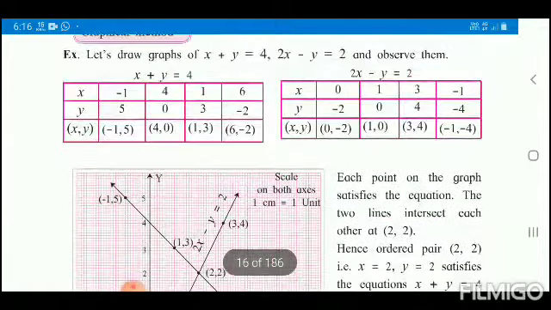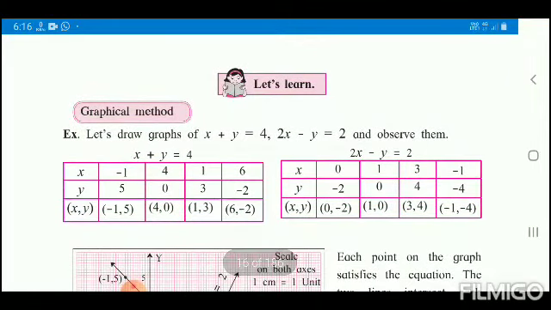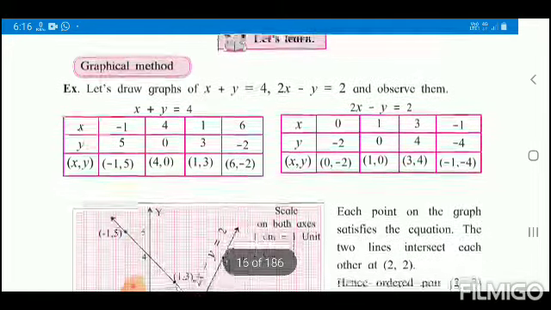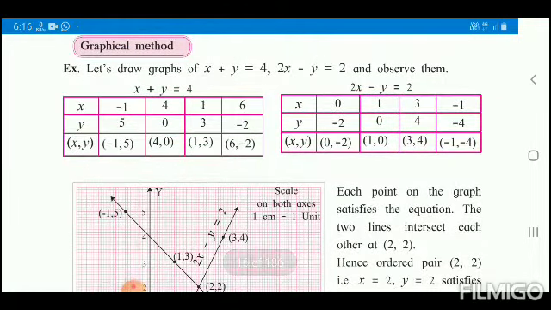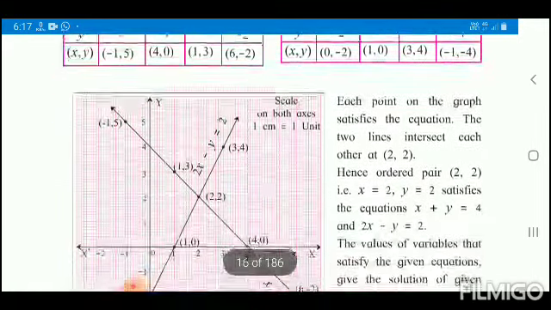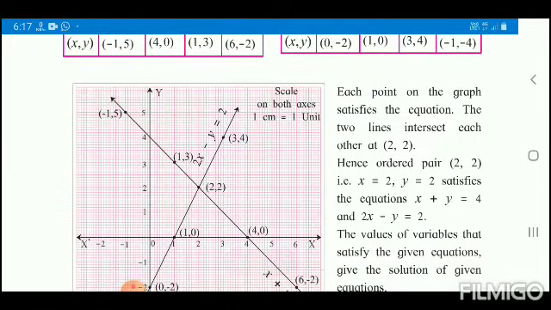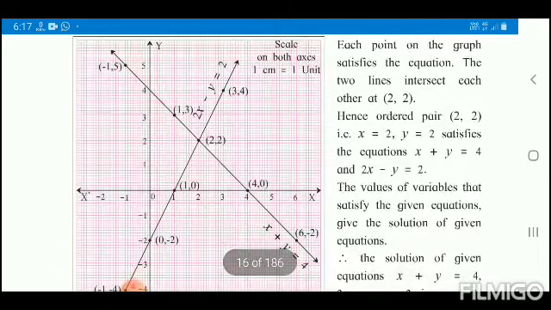Here you can see another example in your book, that is the graphical method. Here they had taken different values and found the 4 ordered pairs of x and y coordinates. Now see in this graph, each point on the graph satisfies the equation. The two lines intersect each other at the point 2, 2. So 2, 2 means the value of the x coordinate is 2 and the value of the y coordinate is 2. These values satisfy the equation.